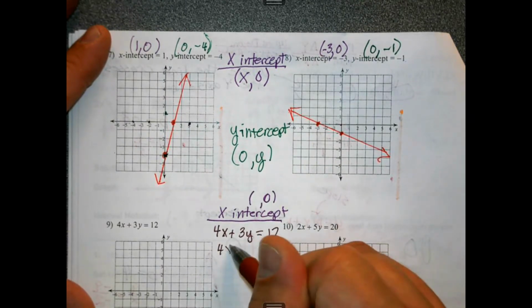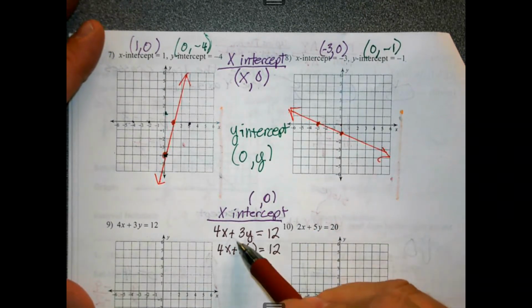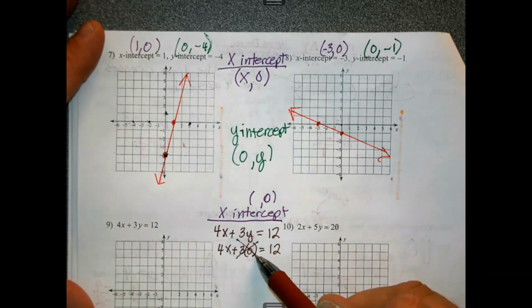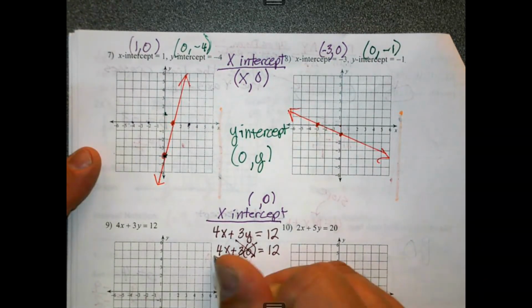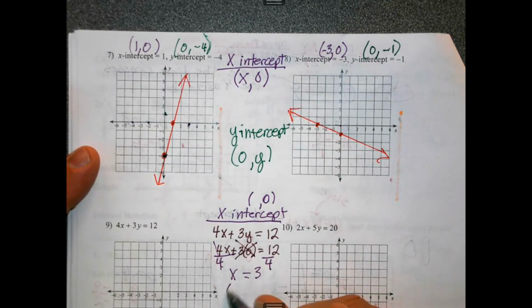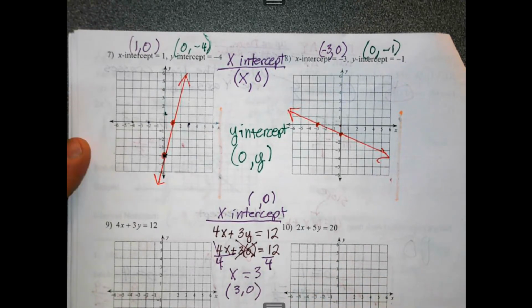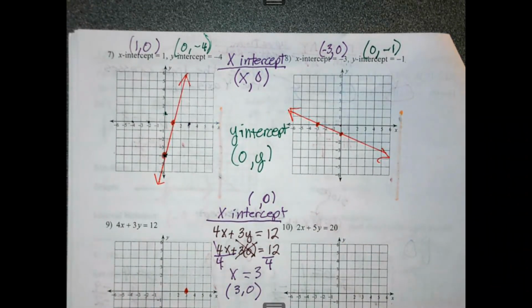So 4x plus 3 times 0 equals 12. What happens to this term? It's a 0, so it just goes away, right? So now I got 4x equals 12. What do I do? That's right. Divide by 4. And I get x equals 3. So therefore, my x-intercept is 3, 0. Y-intercept?